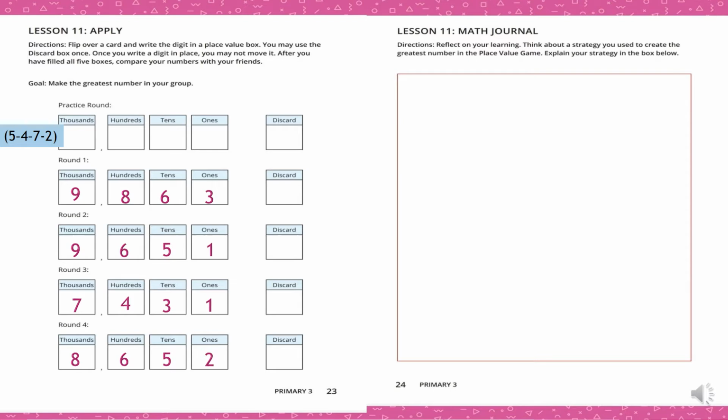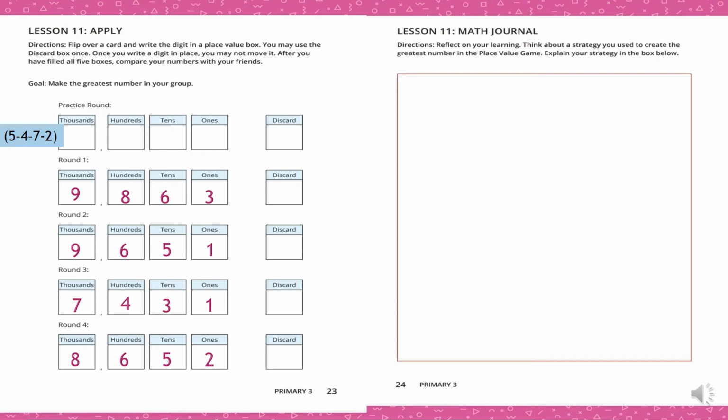Let's solve our math book, lesson 11, the apply part. Lesson 11 is like a game. I'll give you some cards and we will play this game inside our class. These cards contain some digits. They are not arranged, okay? And I want you to order them or arrange them to make the greatest number.